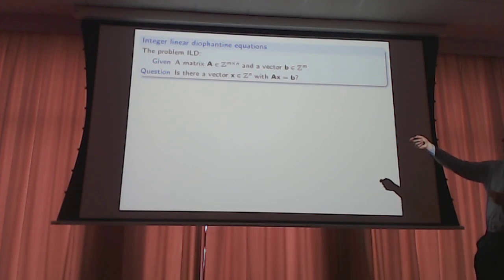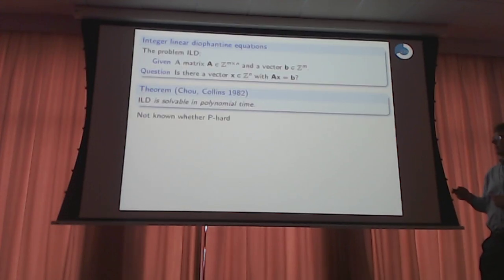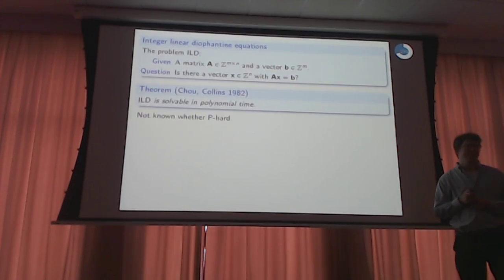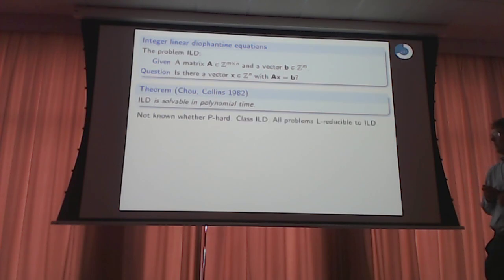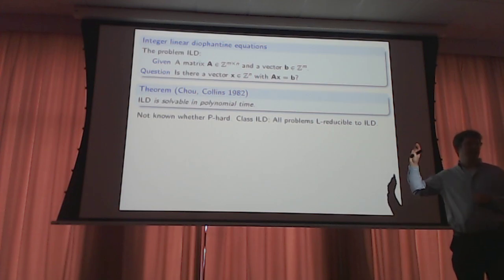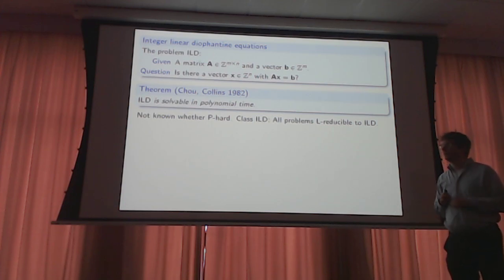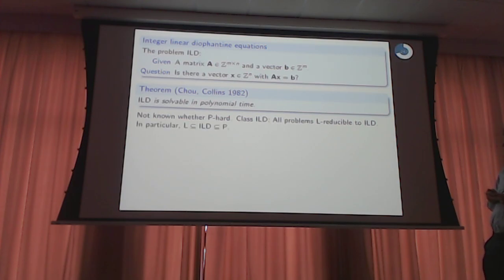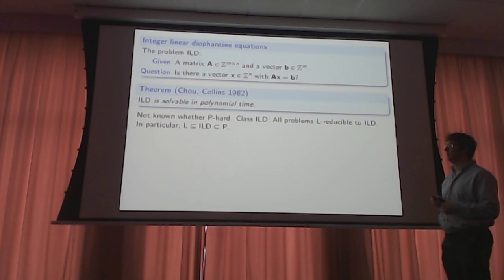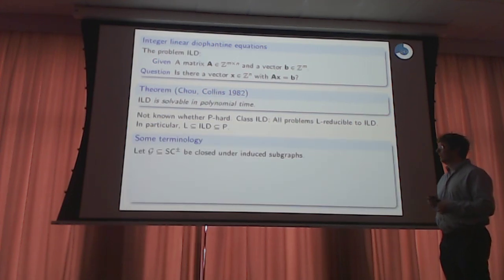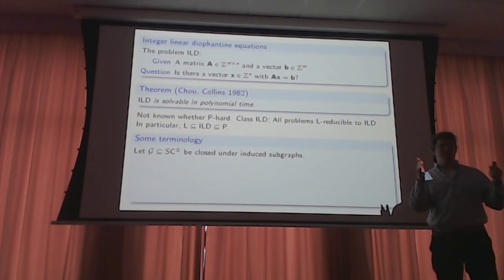So now we're again at linear Diophantine equations. As I mentioned, this is in polynomial time, but it's not known whether this is P-hard. This is still open. And that's why we look at the class ILD, which is all the problems L-reducible to ILD. And many of our problems will be ILD-complete. Right, so this ILD is between log space and polynomial time.